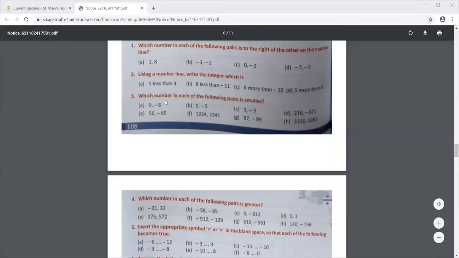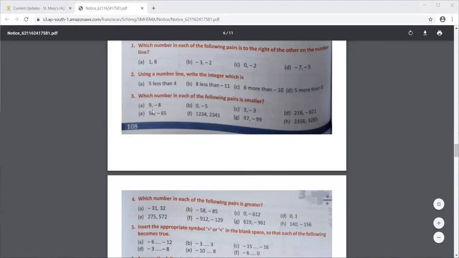Okay. Next, question number 3. Which number in each of the following pairs is smaller? Now in this, what have we to see? Which number is to the left? The number on the left is small. The number on the right will be bigger always.